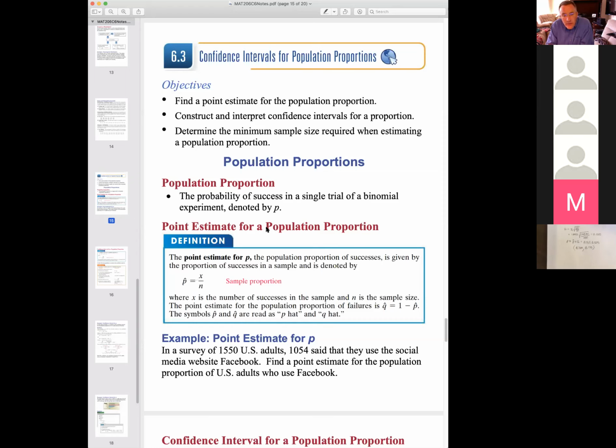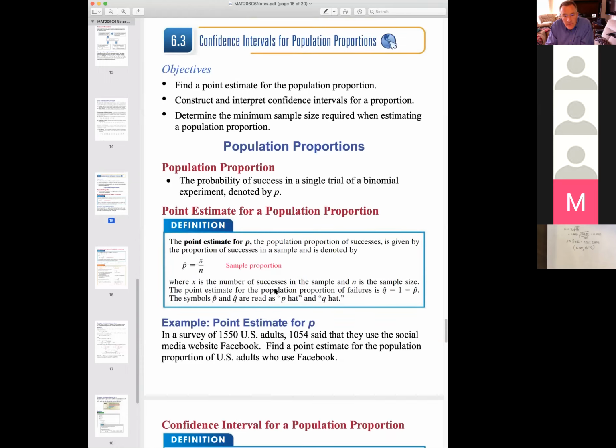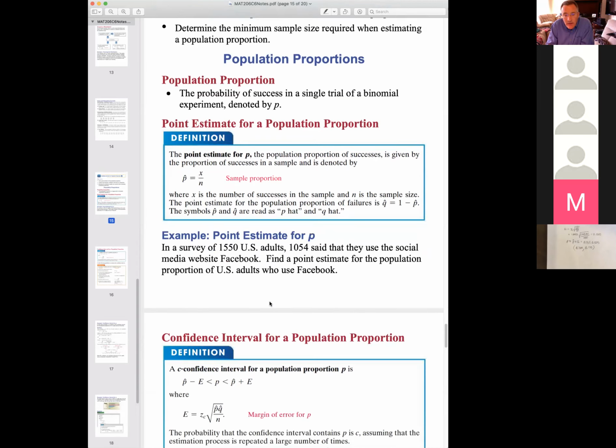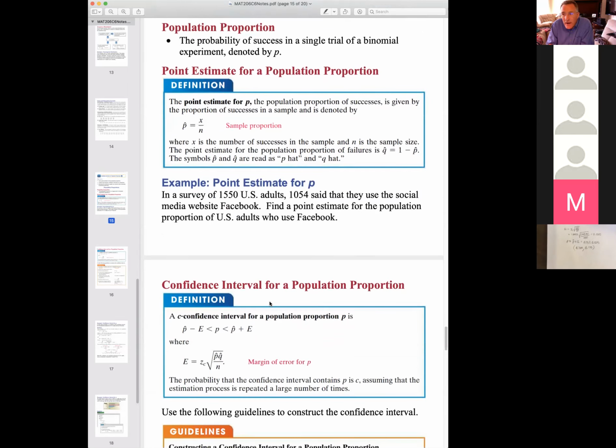Okay, so the first thing we're going to do is a point estimate. To do that, we're just going to take a sample. We're going to find out what proportion of our sample said yes, or met whatever the criteria are in this particular example. And we're going to use that to estimate the population proportion. So here's a nice example about Facebook. It says, I wonder how many people use Facebook. 10% of the people use it, 50% use it, how many?